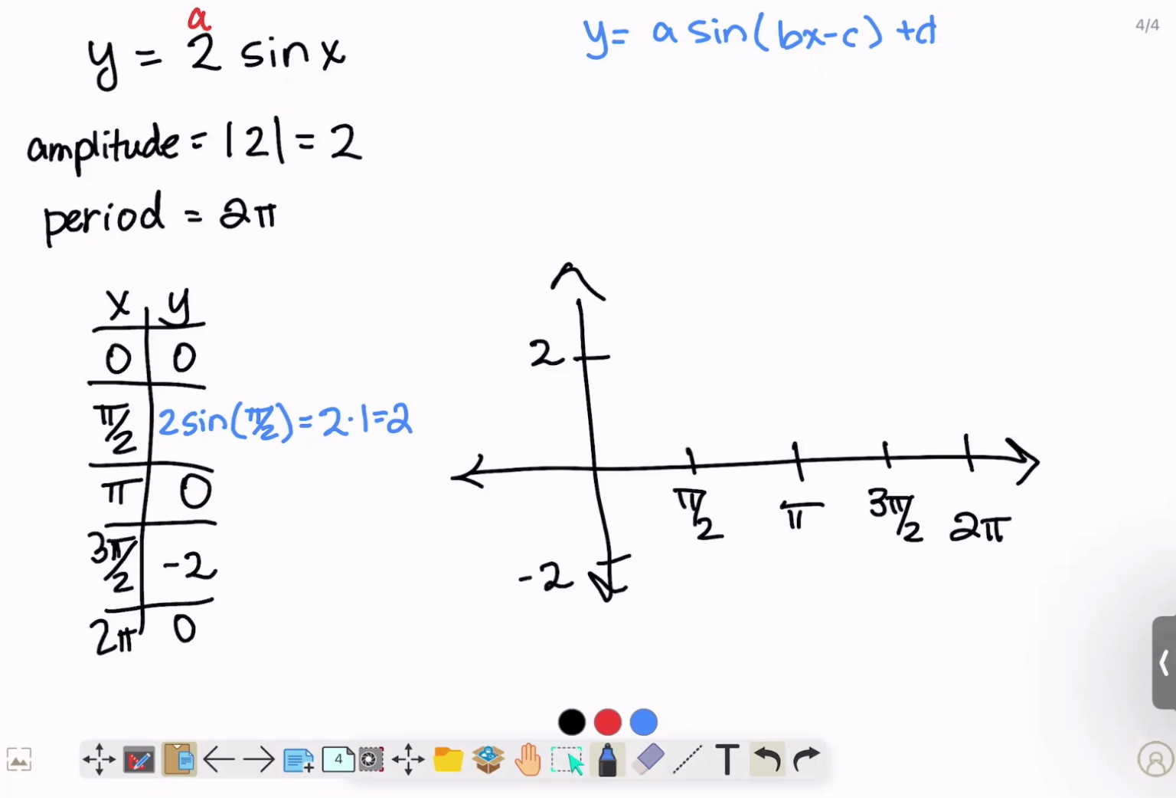All right, so plotting those points, (0, 0), (pi over 2, 2), (pi, 0), (3 pi over 2, negative 2), and (2 pi, 0). There is one period of the sine graph. I'm going to put the arrows on both sides to show that it continues. And there we go.